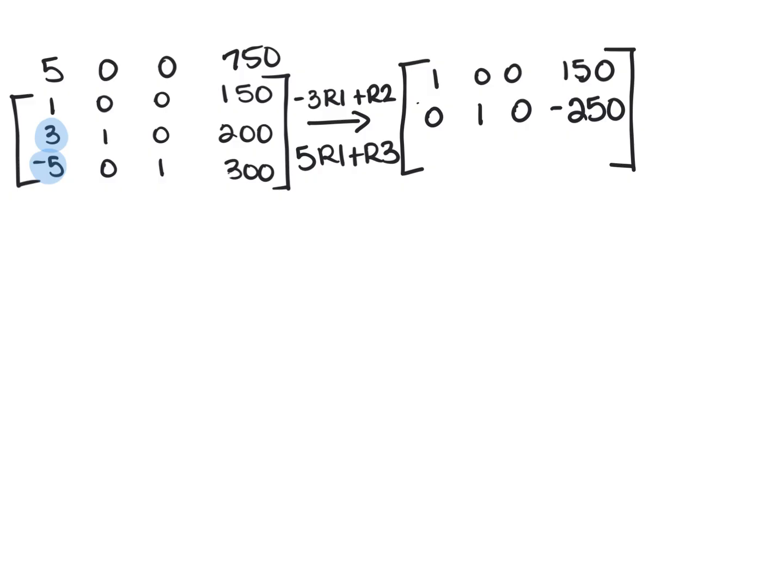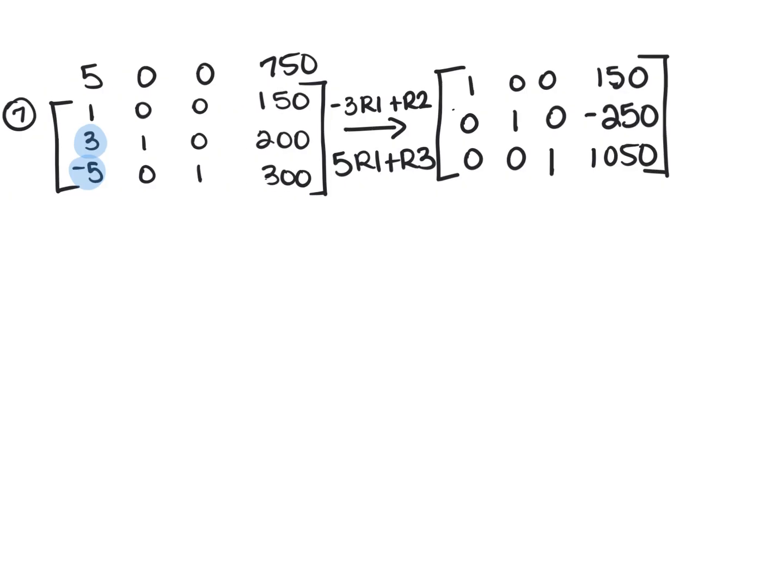So I have 5 plus a negative 5 gives me 0. 0 plus 0 is 0. 0 plus 1 is 1. And then I have 750 plus 300 is 1050. So in that short step, we have x equals 150. We have y is equal to negative 250. And we have z is equal to 1050.